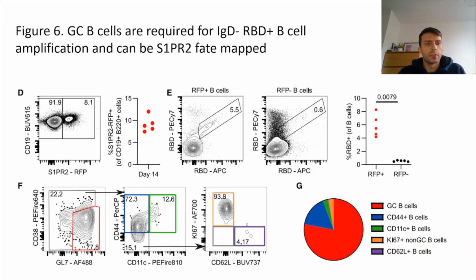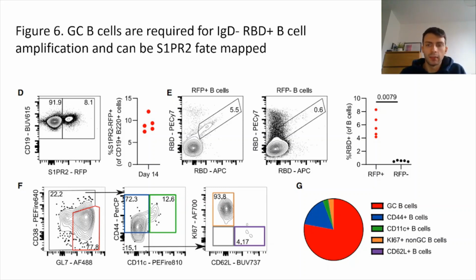So then in the second half of figure 6, we return to our S1PR2 labeling system, and this time we looked at the S1PR2 labeled B cells. And around 10% of B cells were S1PR2 RFP labeled at 14 days post-vaccination. We looked at the RFP positive and the RFP negative subpopulations for RBD binding, and we found that the majority of RBD binding B cells are found in the RFP positive population, despite this population being much smaller than the RFP negative population. This is quantified on the right hand side here.